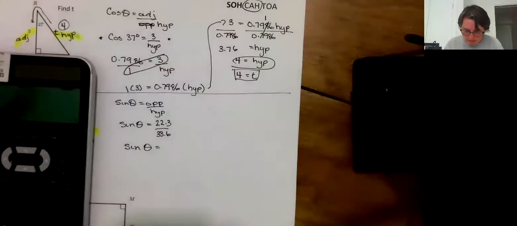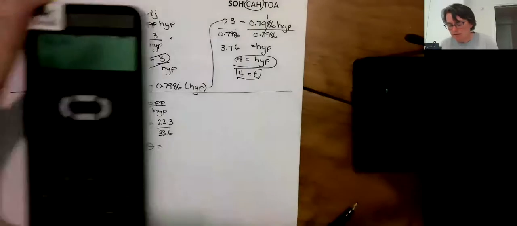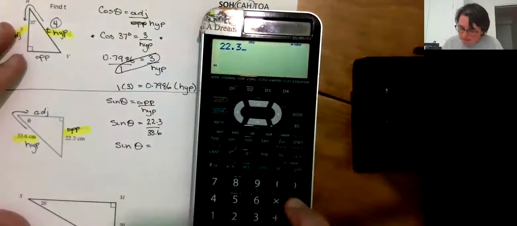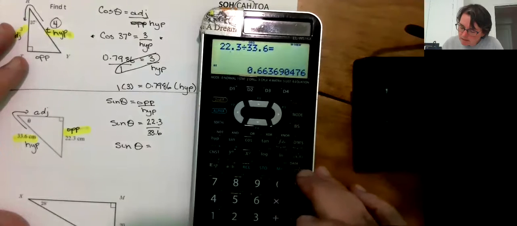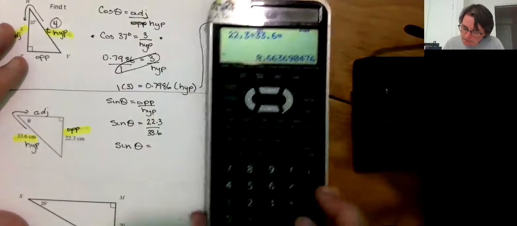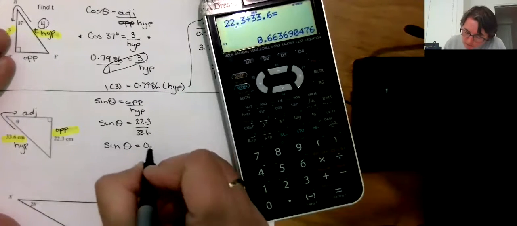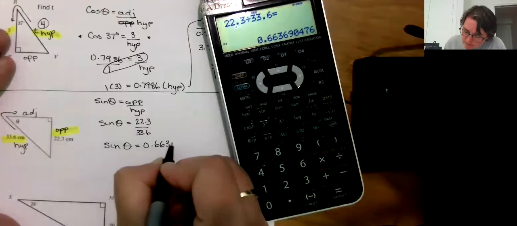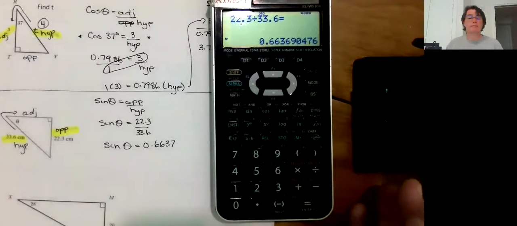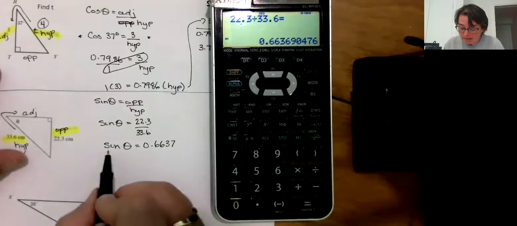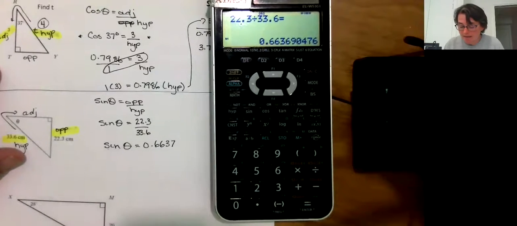22.3. Oopsies, you can't see that. 0.6637. Okay, so is that my angle? Yeah, no, that's too small. That is the ratio, the sine of my angle, not the angle itself.